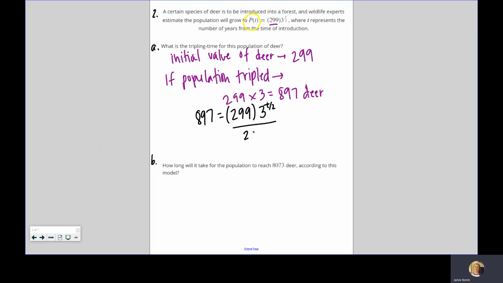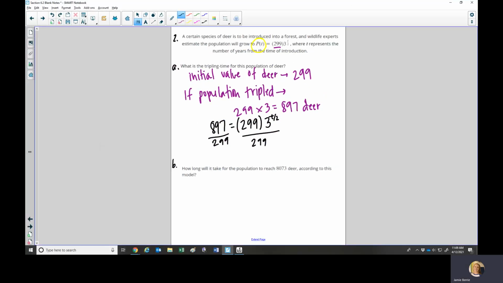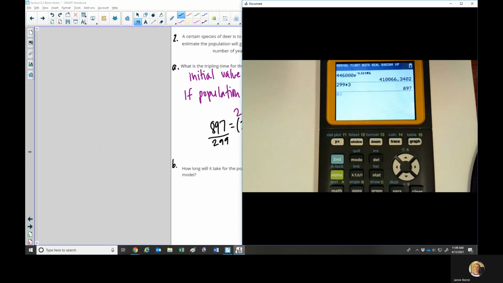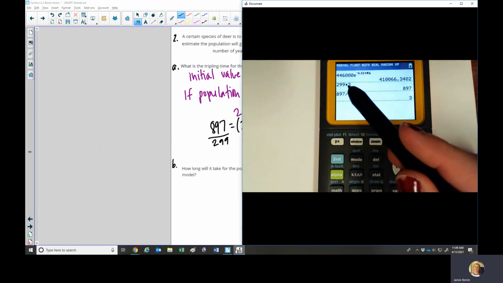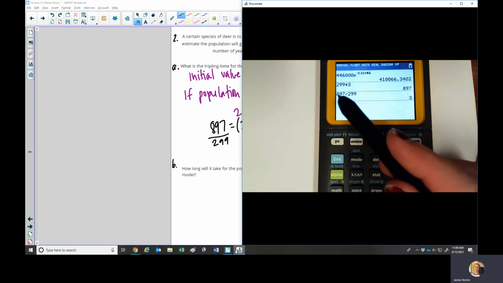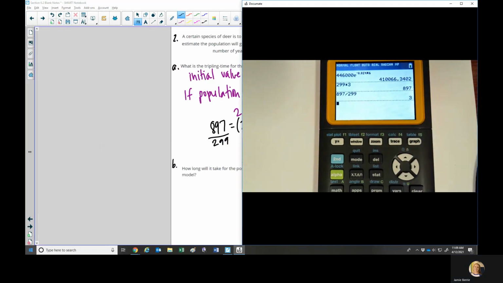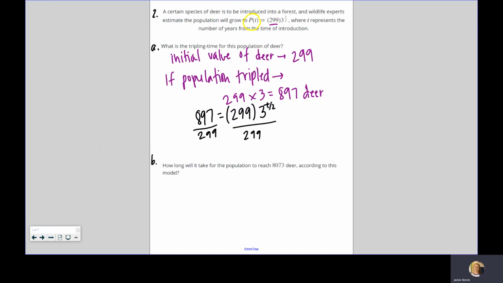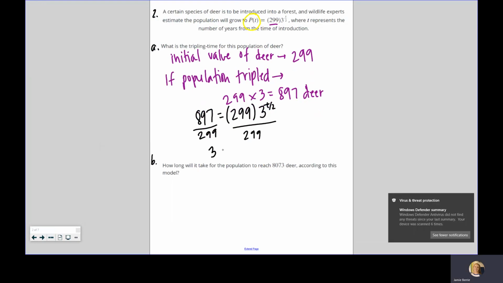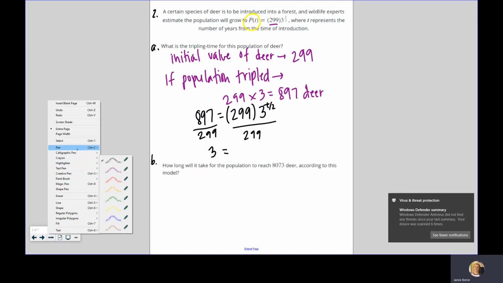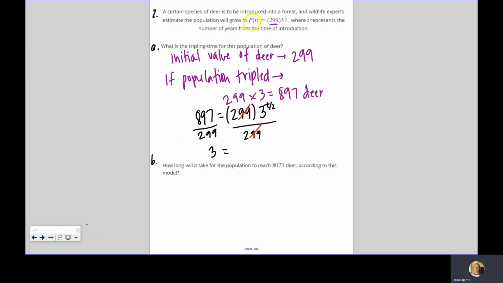All right, so we're going to divide both sides by 299, trying to get T by itself here. 897 over 299 is, of course, 3, because we just saw that 299 times 3 was 897. So it makes sense that 897 divided by 299 would be 3. And we can cancel this out, so we're left with 3 to the T over 2.